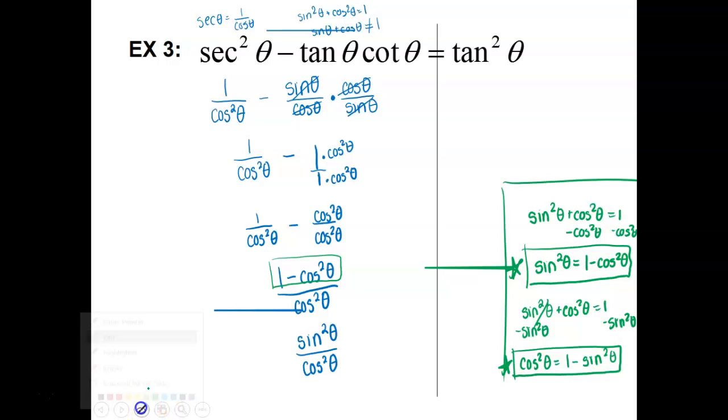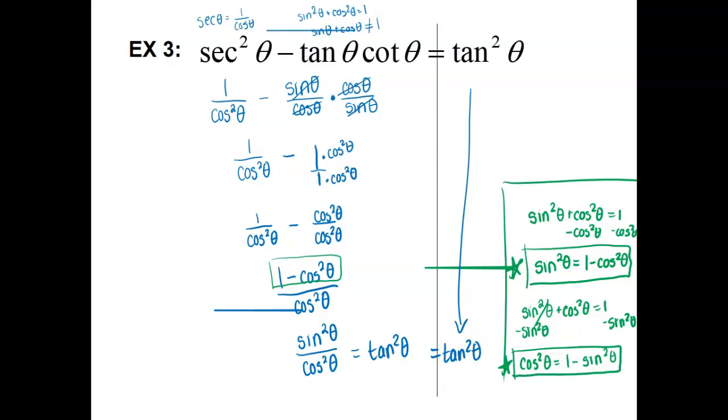And so we are almost done for this problem, because what is sine over cosine? Tangent. And sine squared over cosine squared is going to be tangent squared theta. So we could just draw a line down here, tangent squared theta.